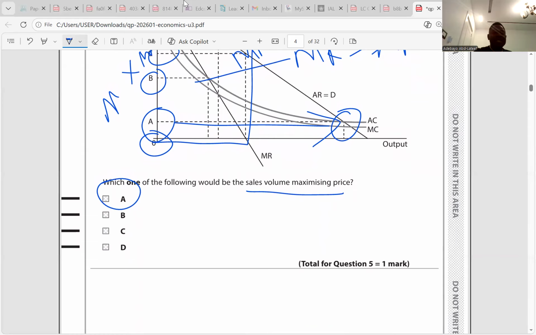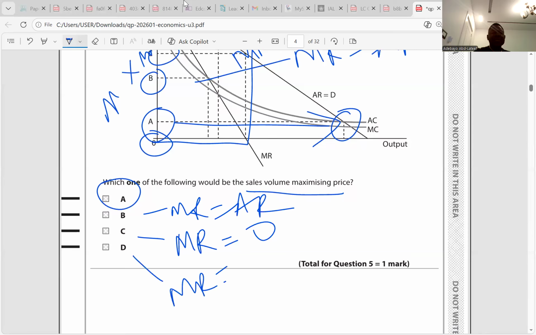C represents MR equals to 0. And D represents MR equals to MC, which is the profit maximizing level of output. C is the revenue maximizing level of output, and A is the sales volume maximizing level of output. So for question 5, it is A.